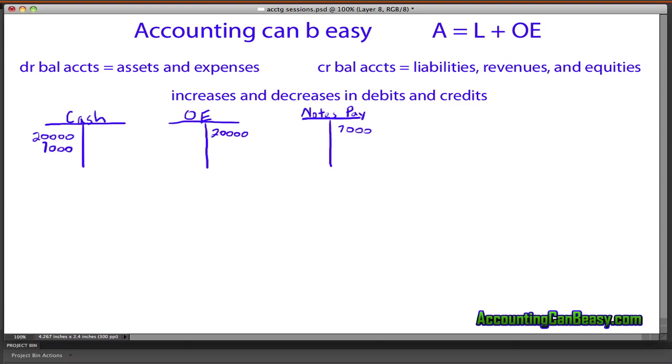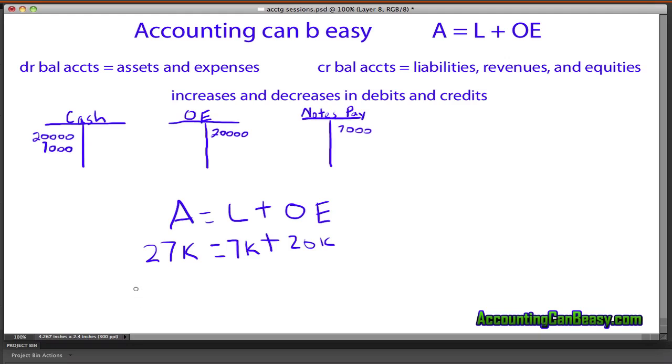Okay, now that we've added more cash, let's take a quick look and see if our accounting equation is still in balance. We have A equals L plus OE. We know our A is the assets of cash, $27,000. Our liabilities are $7,000. Our OE is $20,000. So 27 equals 27.